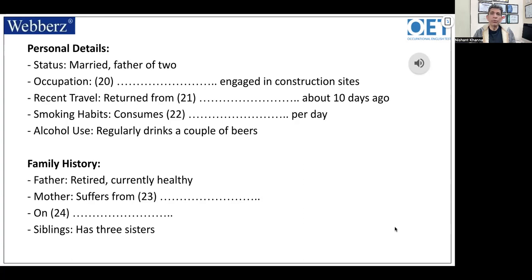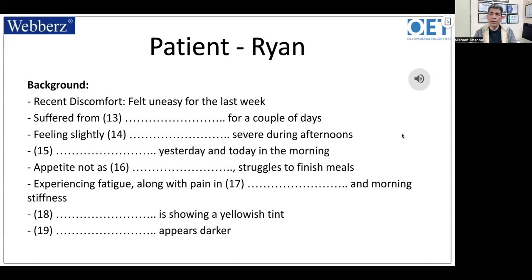Now what we're going to do is understand how to handle this kind of listening by marking the keywords. If we do not mark the keywords, we are going to be in trouble. So make sure you mark the keywords, understand the context, and then start listening. I'm playing the audio here.